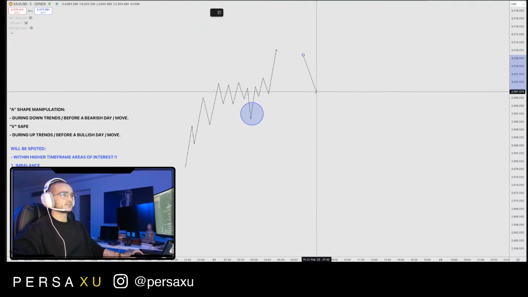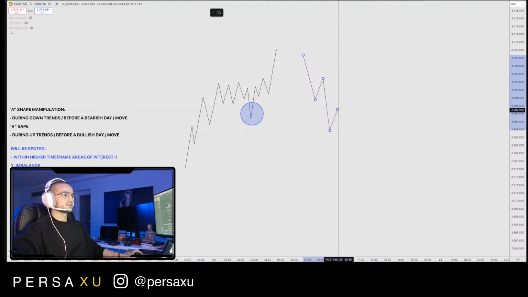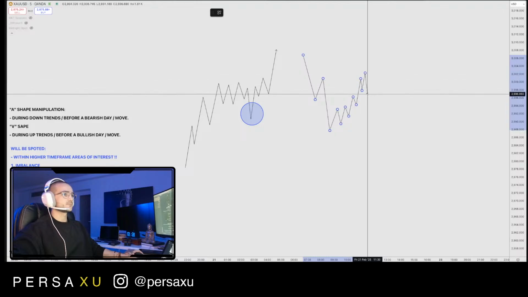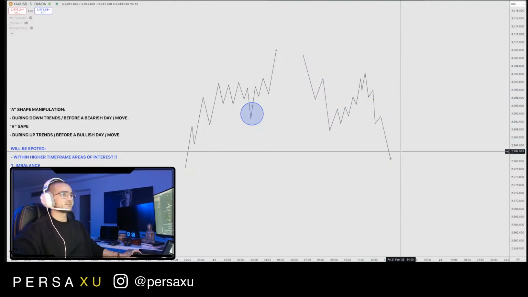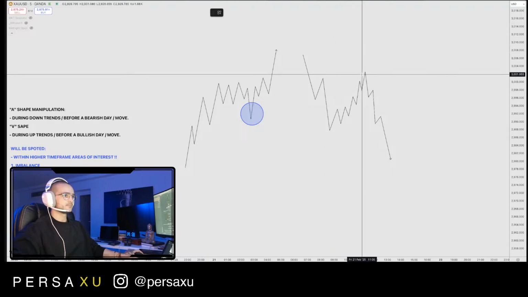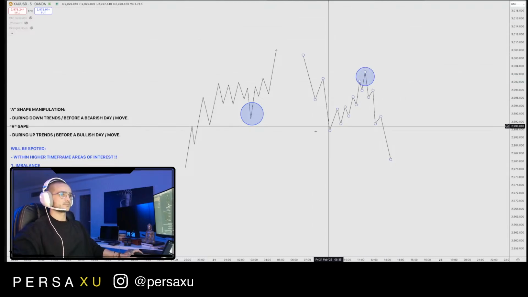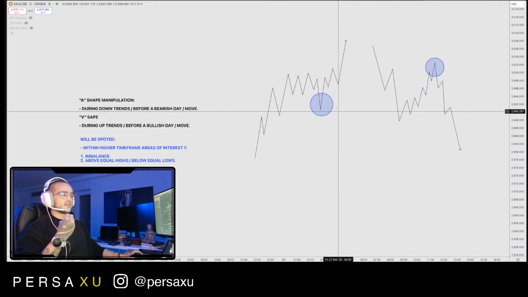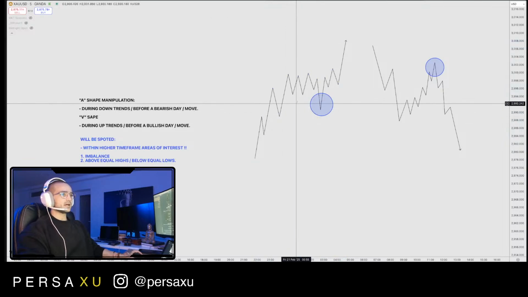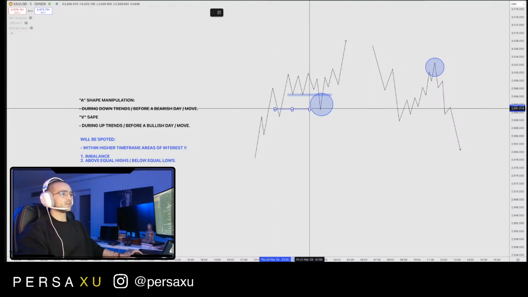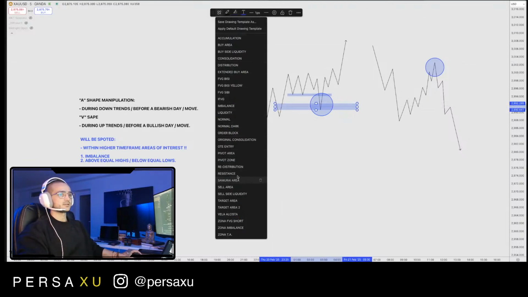During a downtrend, the market is going to consolidate and then create an A shape to continue its drop. And that is the A shape right there. Okay. And then that formation is going to happen below the V shape, below equal lows, or within an area of interest in the past.